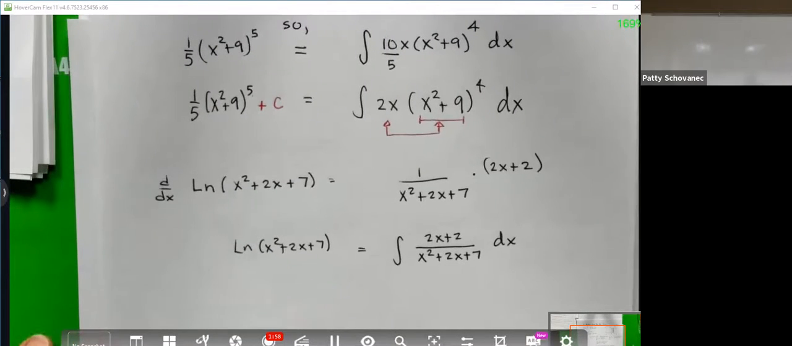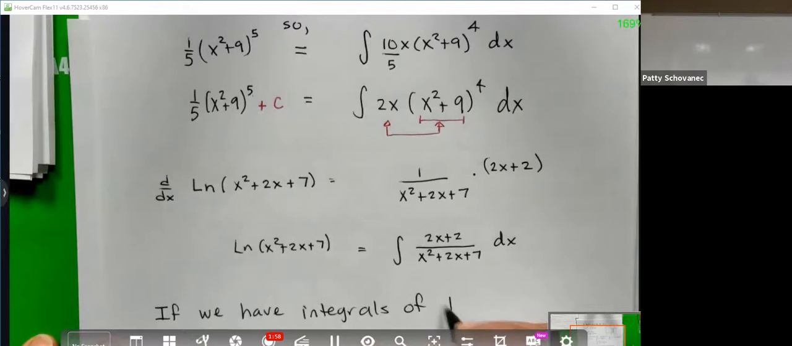So if we have integrals of the form, suppose we have some sort of function of u in here, so let's call it f of u, and then we have u prime of x times dx. If we have that, then we just find the antiderivative of f as a function of u. We need the derivative of whatever the compounded part is as part of the integral.